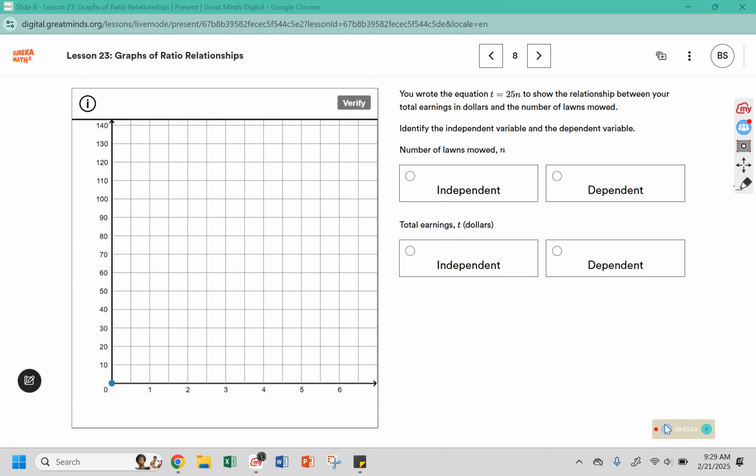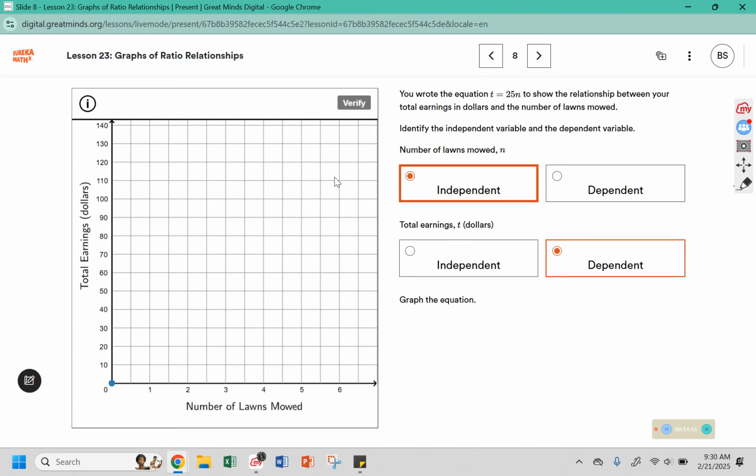You wrote the equation T equals 25n to show the relationship between your total earnings in dollars and the number of lawns mowed. Identify the independent variable and dependent variable. I like to think of the dependent one first. The amount of money I earn depends on the amount of lawns that I mow.